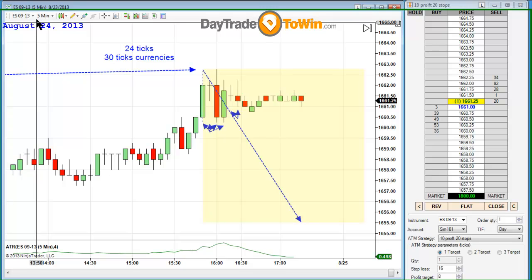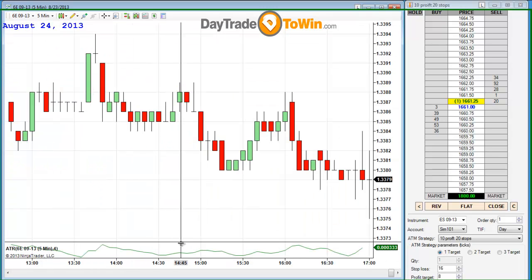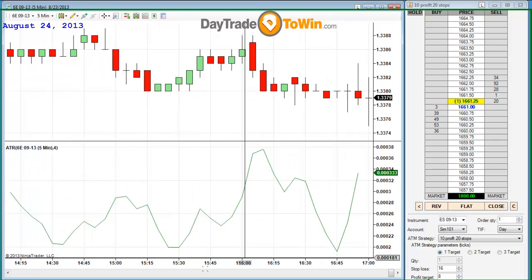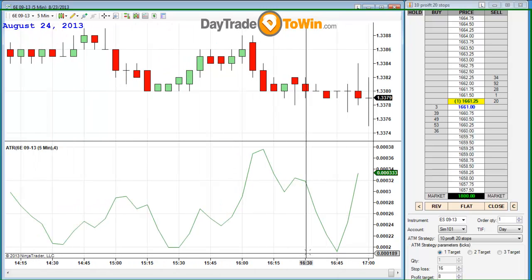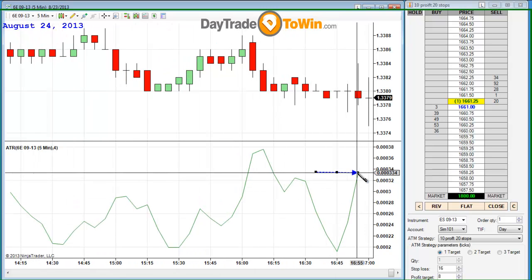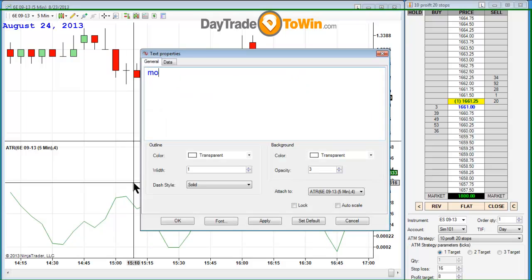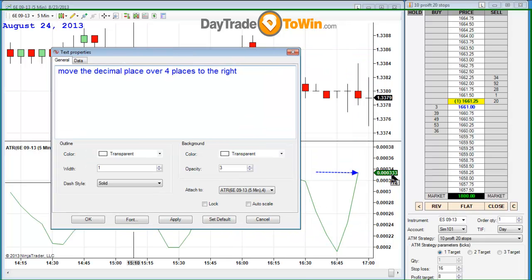The other question I get a lot is, when it comes to currencies here, how do you determine the ATR? I get that question all the time. In case some of you are currency traders, you want to look at these values here, move the decimal place over 4 places to the right, and therefore what you're seeing is 0.000333. How do you interpret that?